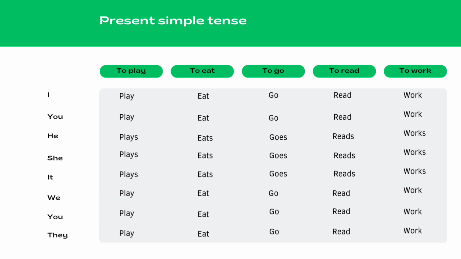Verb to read. I read. You read. He reads. She reads. It reads. We read. You read. They read.